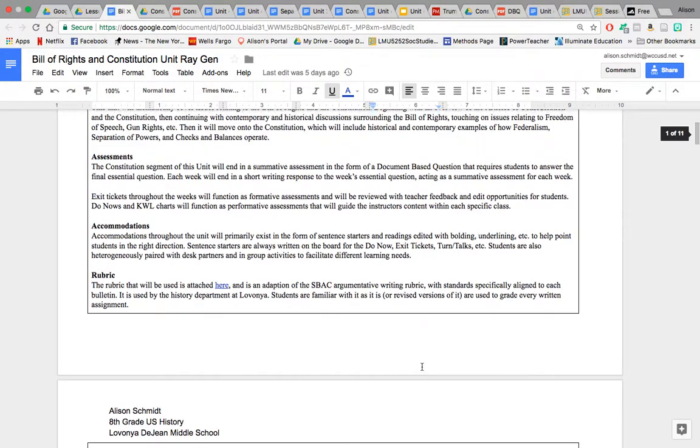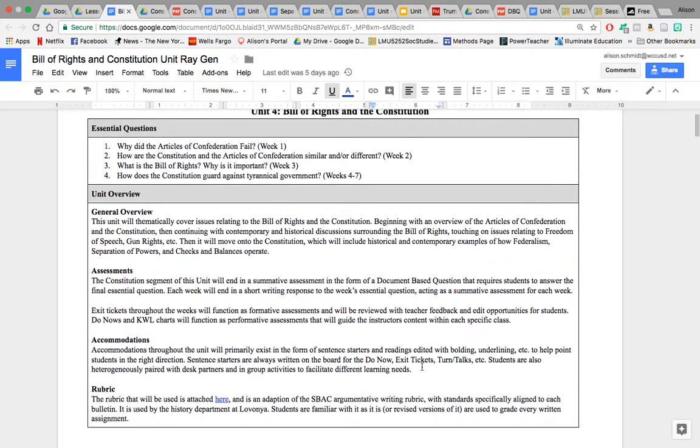But just taking a step back, that'll be the unit assessment. In addition, I'll be using formative assessments throughout the unit with exit tickets, and I'll do KWL charts as pre-formative assessments so that I can see where the kids are at and make sure that I'm adapting my instruction to that specific class's needs.